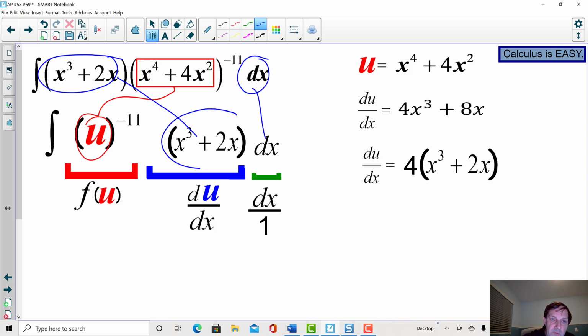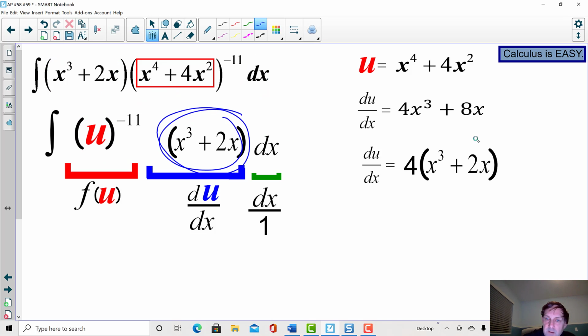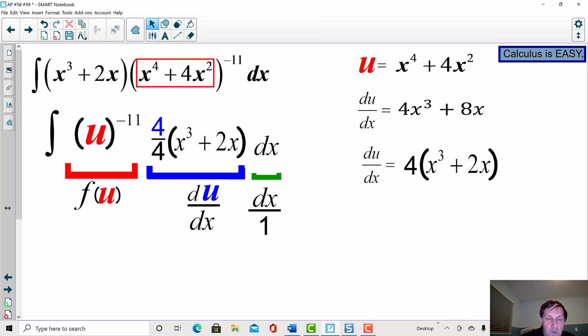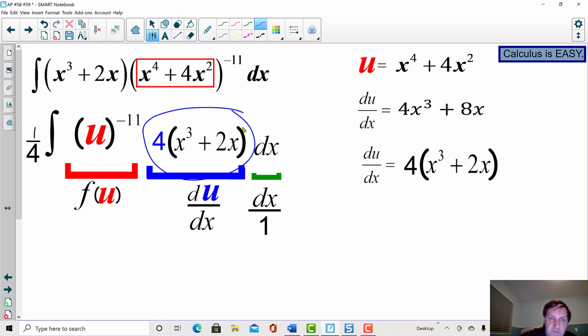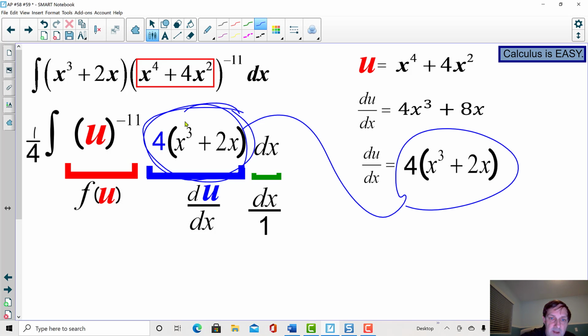I'm hoping to get du dx here right next to my dx. So I need a du dx here. My du dx is going to be 4 times x to the 3rd plus 2x. I already have an x to the 3rd plus 2x. I just don't have the 4. So I need to put a 4 right here. So I'm going to multiply by 4 over 4. That's the same as multiplying by 1. I don't need this 4 on the bottom, so I'm going to bring it out to the front. That would be a 1 over 4 in the front. And now I have my du dx. My du dx is sitting right next to my dx. So again, we can cancel these dx's, and we're just left with a du.